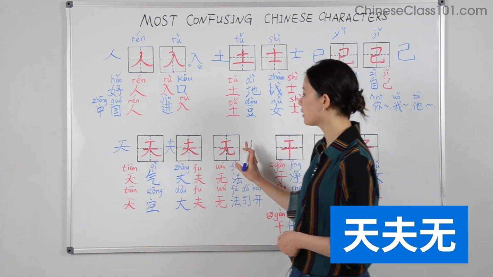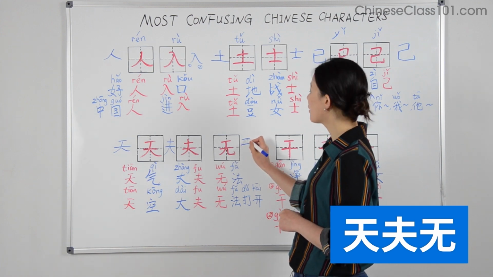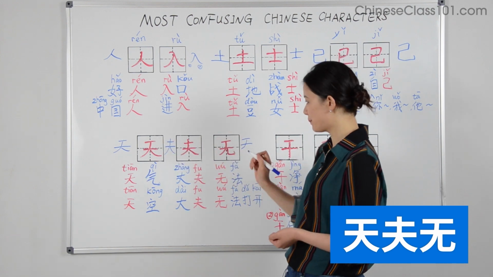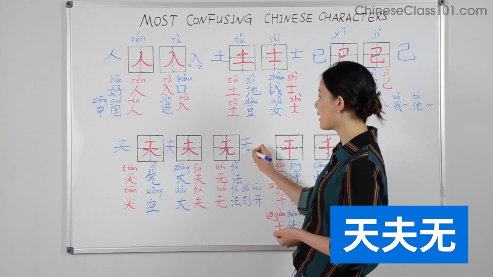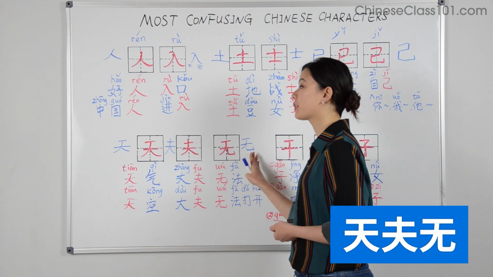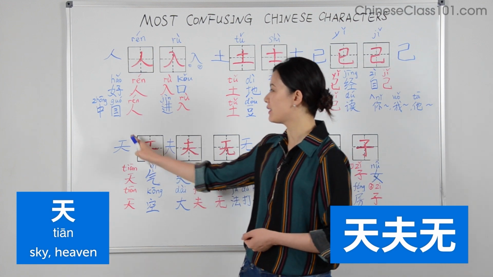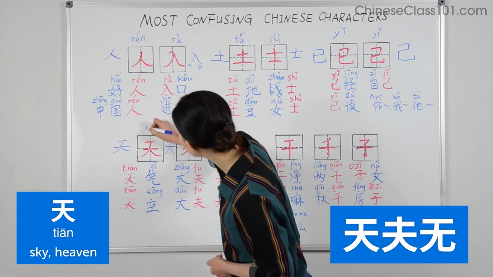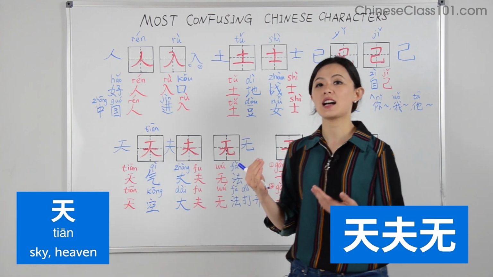Okay, now let's look at the third one. First horizontal, second horizontal, third left curve, the same as the first one, but the last stroke is different. Instead of a simple curve, we go down to the right and up. So the last stroke is what differentiates the third one from the first one. Okay, the first one, with nothing going beyond, is pronounced as 天. 天 means sky or heaven.